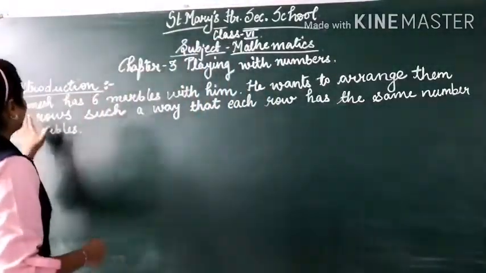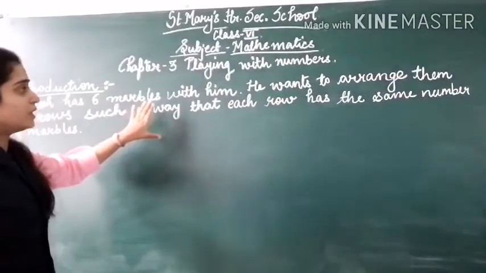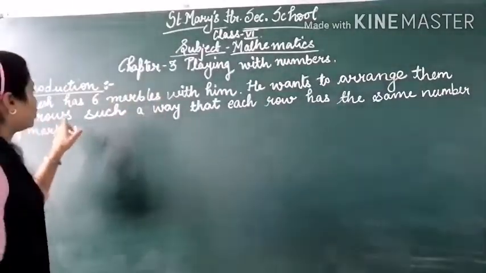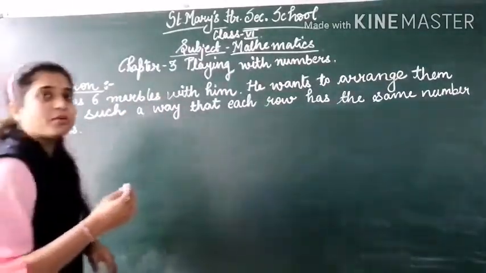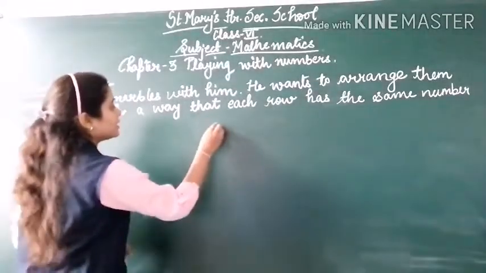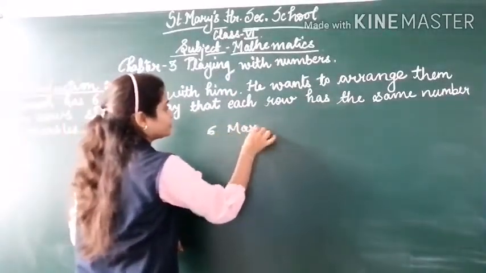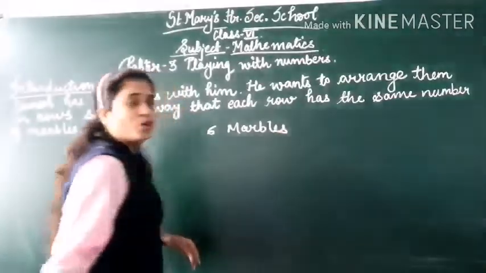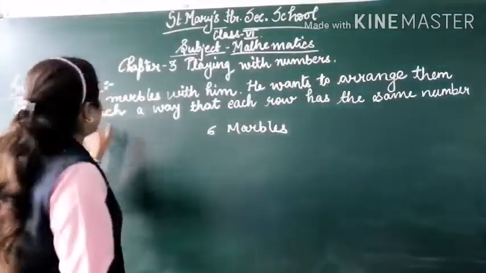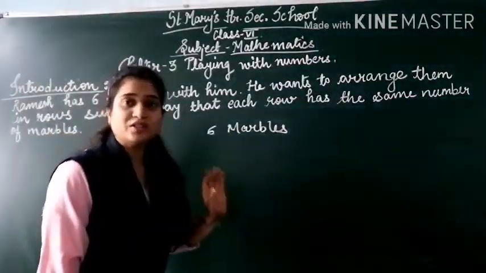The question is, Ramesh has 6 marbles with him. He wants to arrange them in rows. How many marbles does Ramesh have? Ramesh has 6 marbles with him. And what does he want to do? He wants to arrange them in rows.